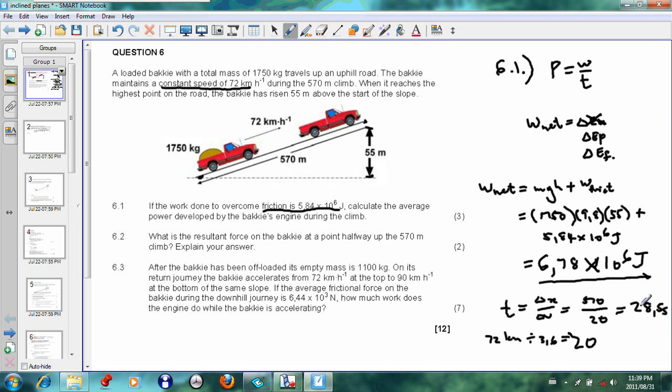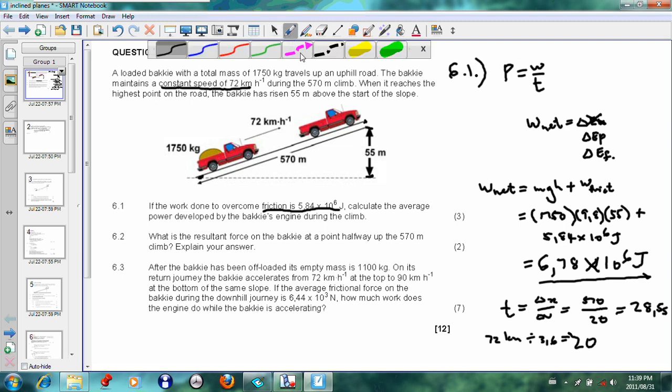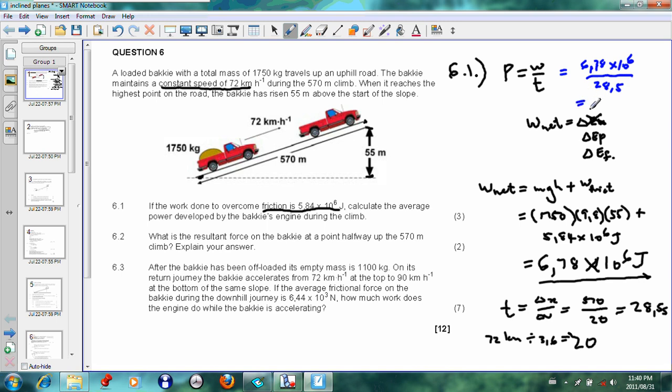28.5 seconds. Now we can substitute that in our original equation, where power is equal to work divided by time. I'll write it in another color because that's what we wanted to work out. Our work done was 6.78 times 10 to the power 6, and our time was 28.5 seconds. If we work that out, 6.78 times 10 to the power 6 divided by 28.5 seconds will give us a power of 2.38 times 10 to the power 5. Power is measured in watts. So that is the way we will do our first sum.